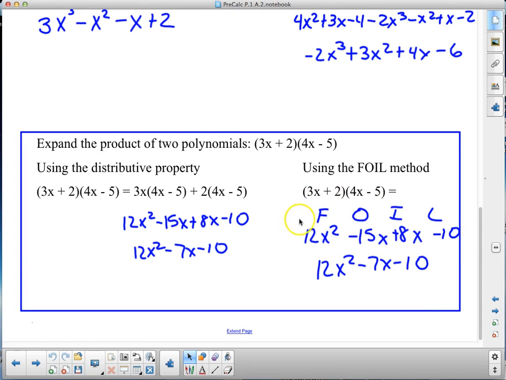Generally, I don't talk or write this down. I just use this to help me, and I know that the outside and the inside will always combine to be that middle term. So keep that in mind as we're going. FOIL's the shortcut.